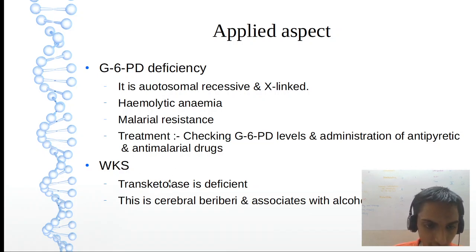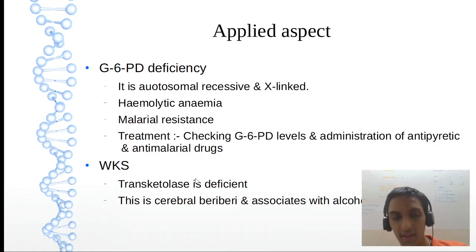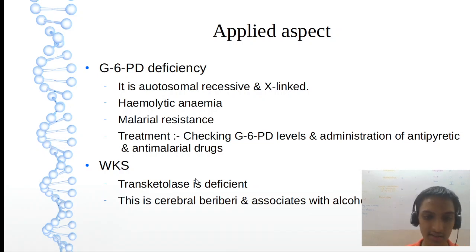In Wernicke-Korsakoff syndrome, transketolase is the enzyme deficient. This is related to vitamin B1, where the deficiency is cerebral beriberi. Cerebral means what? Brain. What is the importance of the cerebrum? Thinking, standing, walking, calculations. If that is damaged, none of this can be done. It is also associated with alcoholism. Just remember two things: one, transketolase enzyme deficient, and two, vitamin deficient alcoholics. That's all. These two points are important.